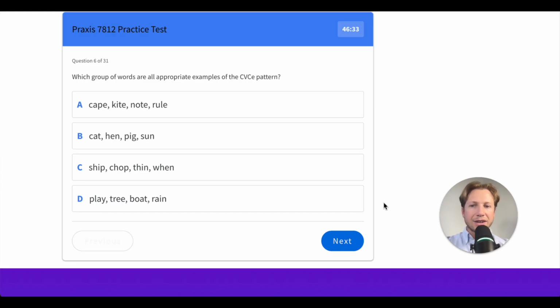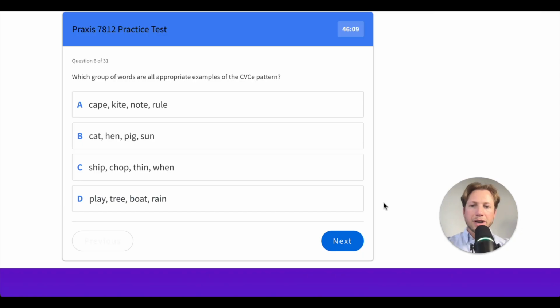Question 6 asks, which group of words are all appropriate examples of the CVCE pattern? CVCE, that is the consonant, vowel, consonant, E. Hopefully I didn't give that away, but you probably knew it. All right. Take a moment to find the answer that you think is best.